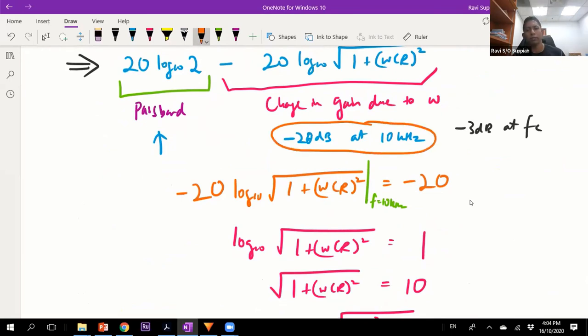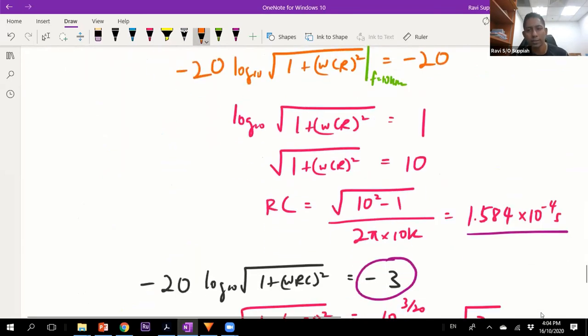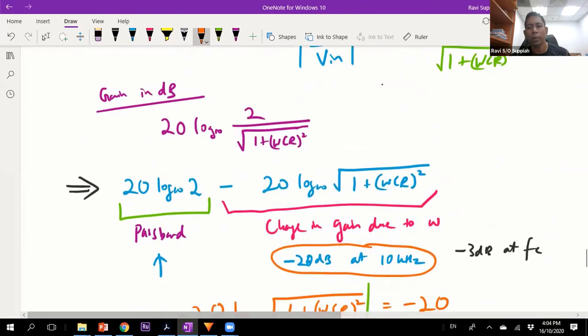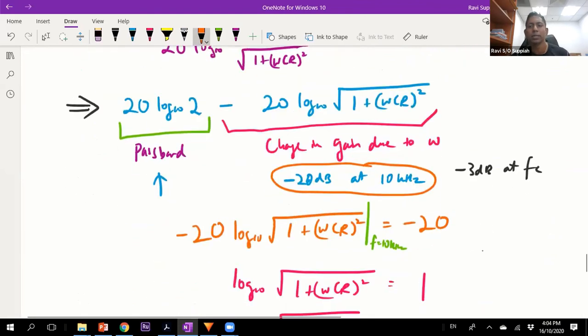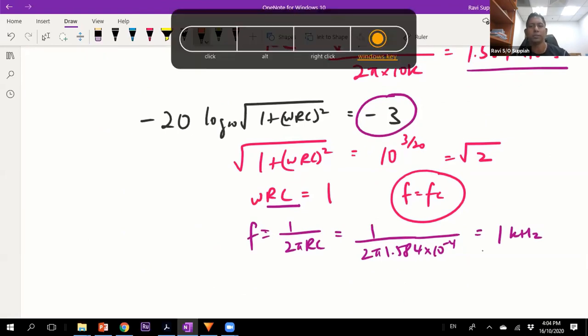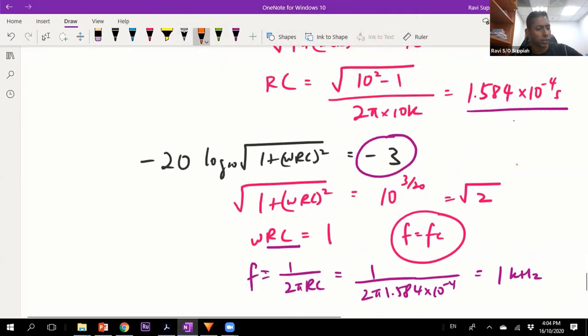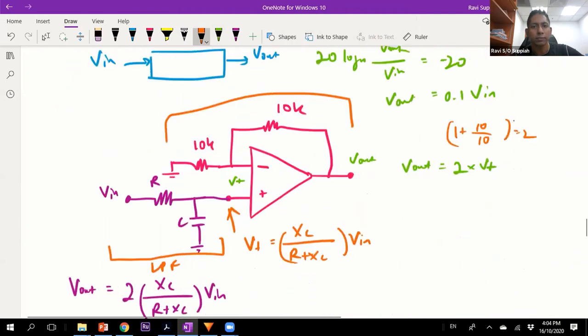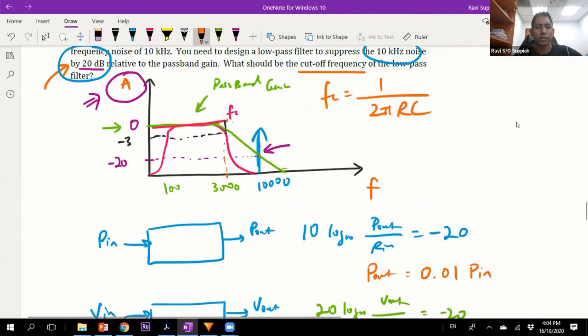With this information, we solve for RC, and then from there, we put it back into the same expression, and then we look at it at the minus 3 dB, which is the FC point, and then we solve for the frequency, or the cutoff frequency. So effectively, your FC is actually around 1 kilohertz here.